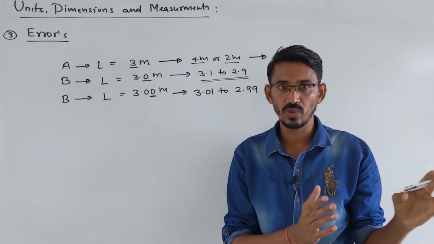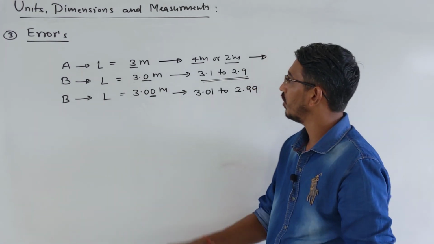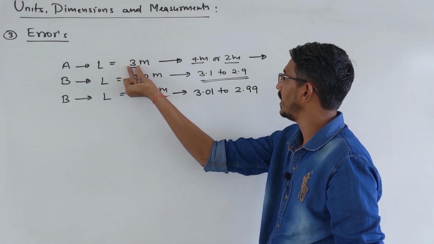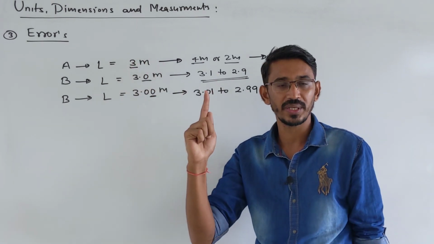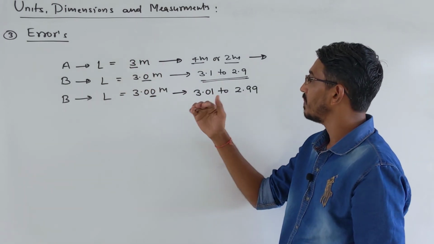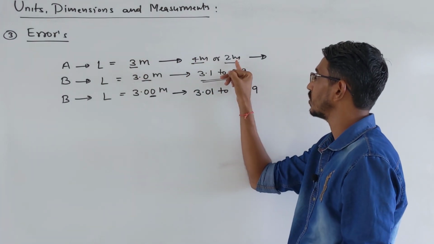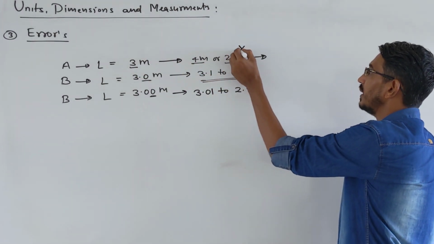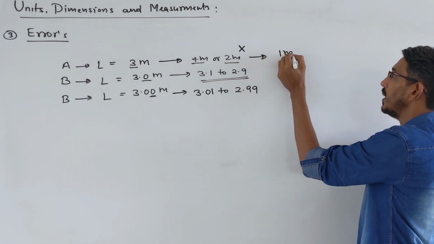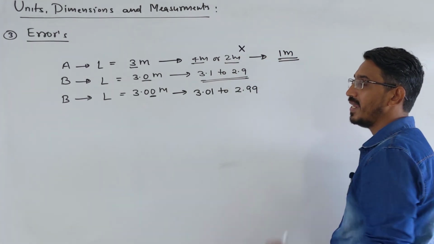Okay, his answer may be wrong, and wrong by a big value, because he is writing 3 meter, which means he can make an error of directly 1 meter in that instrument. So if he makes a big error, the answer will be 4 meter, or smaller than this, 2 meter. So this is not a good result, right? He is making an error of 1 meter. So this is the error he is making.